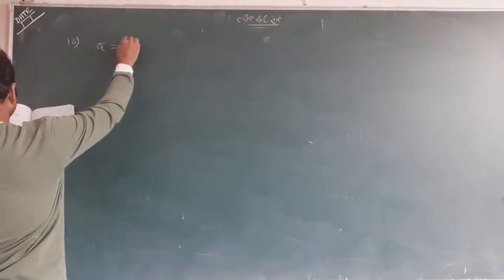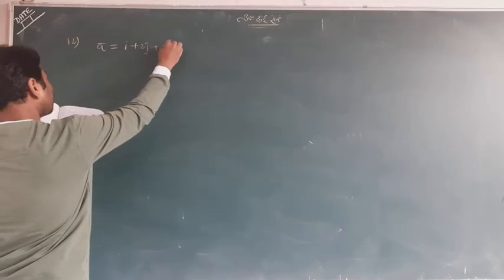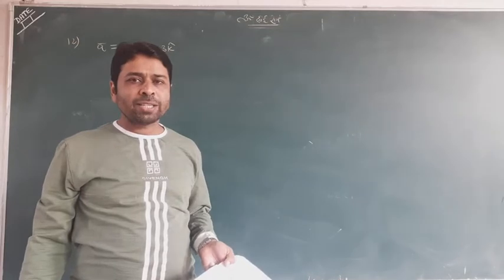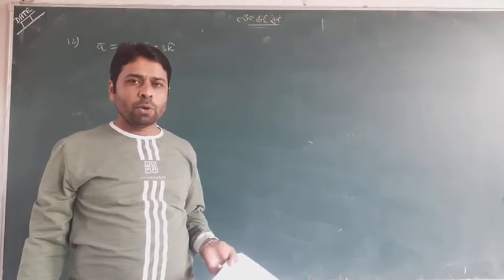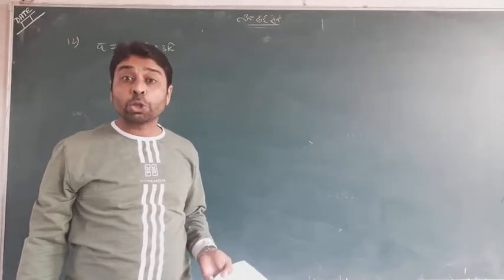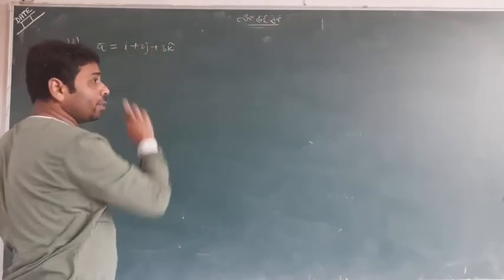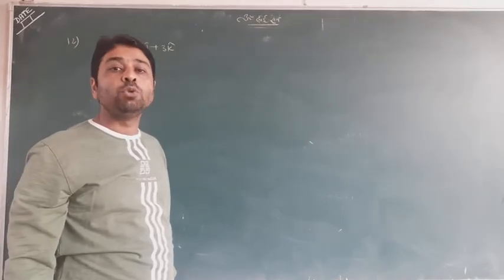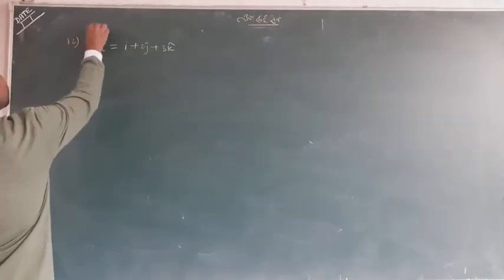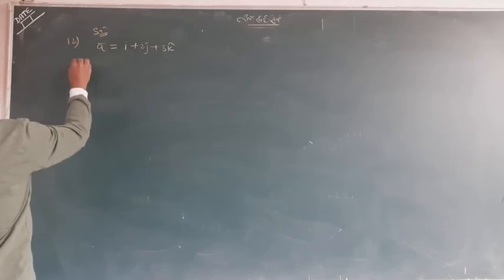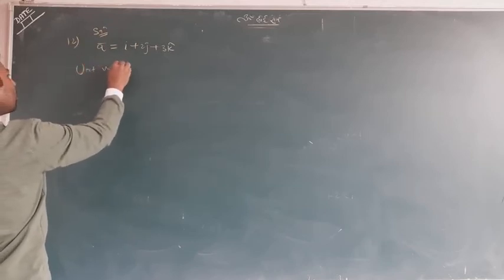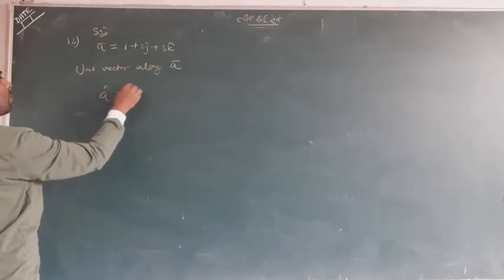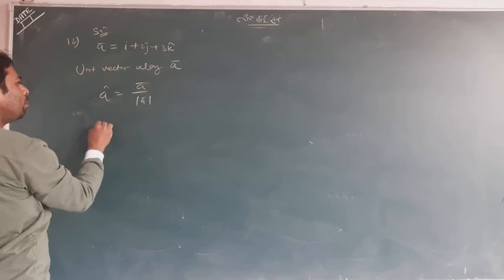A equal to i plus 2j plus 3k. And we are told to find direction cosines. I think you remember that whenever we are told to find direction ratios, they are 1, 2, 3. But for direction cosines, you need to find the unit vector. So if you need to find the cosines, you first find the unit vector along A. It will be A cap, vector A upon mod A.